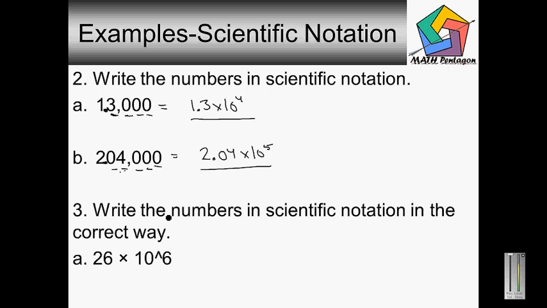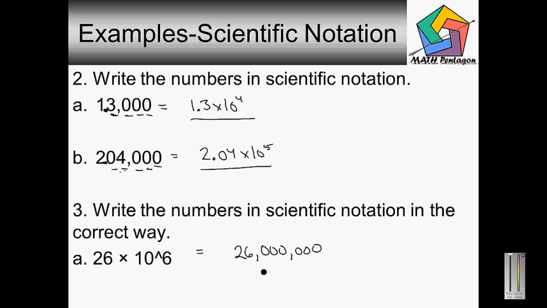Okay, the next directions are telling us write the numbers in scientific notation in the correct way. So we have 26 times 10 to the 6th power. So we basically would add 6 zeros. So it would be 26 plus the 6 zeros. 1, 2, 3, 4, 5, 6. So we end up with 26 million.